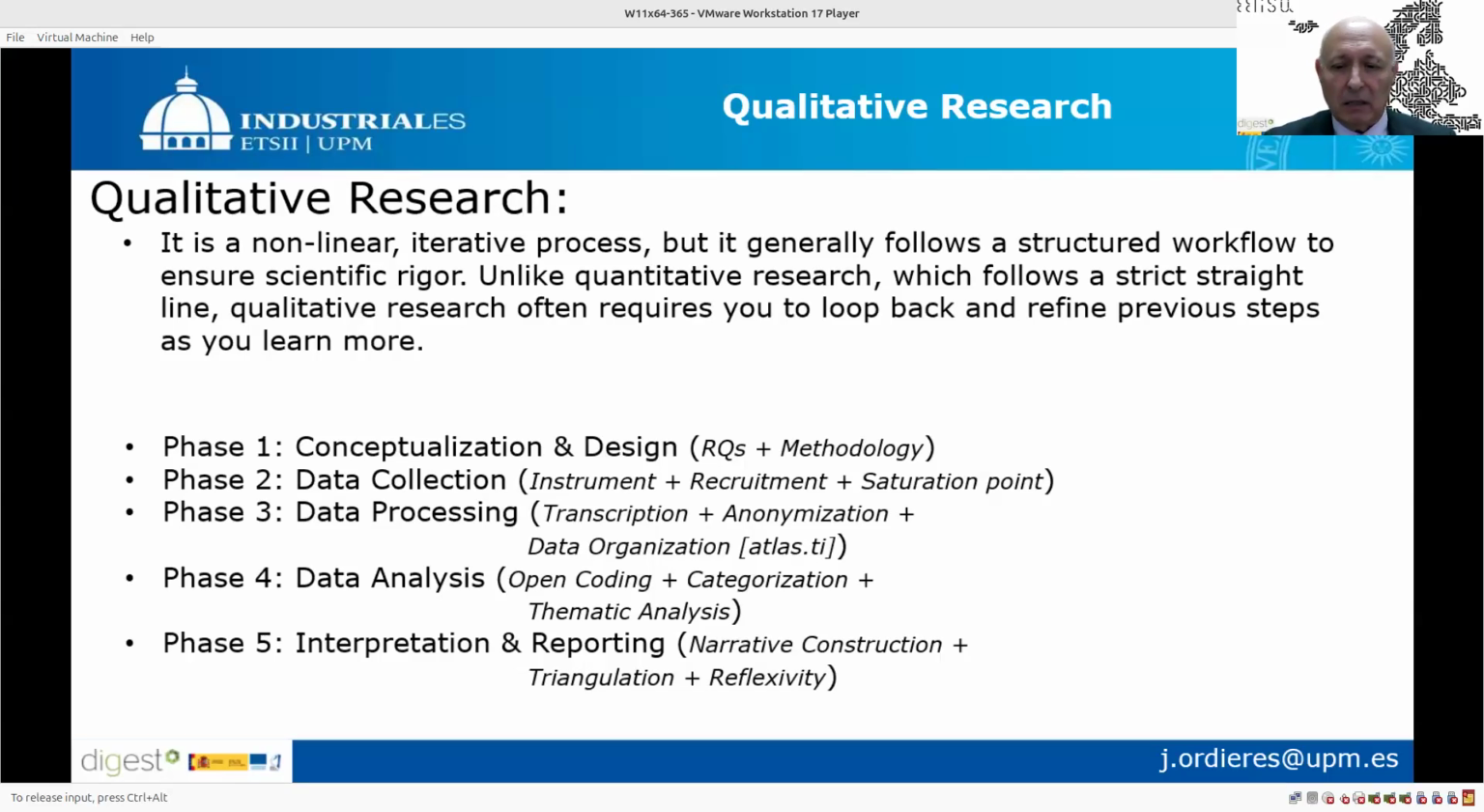Then in phase 3, transcription plus anonymization plus data organization, which can be done with the help of an LLM. And in some cases, there are tools doing that kind of coding in an automatic way, like for instance Atlas.ti or some others. There are several, such as Iramuteq and some other tools able to do that job. And then phase 4, which is the data analysis.